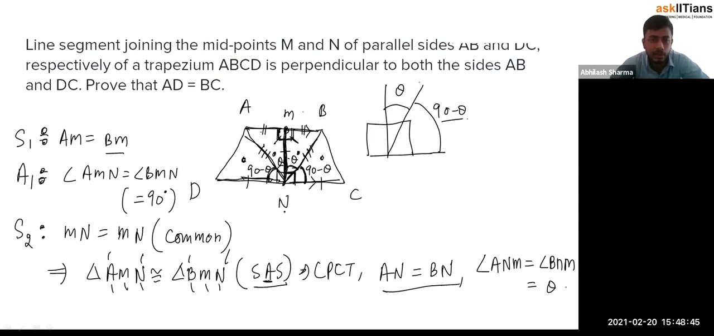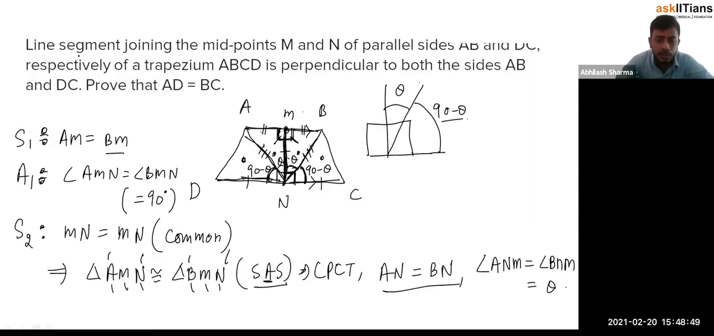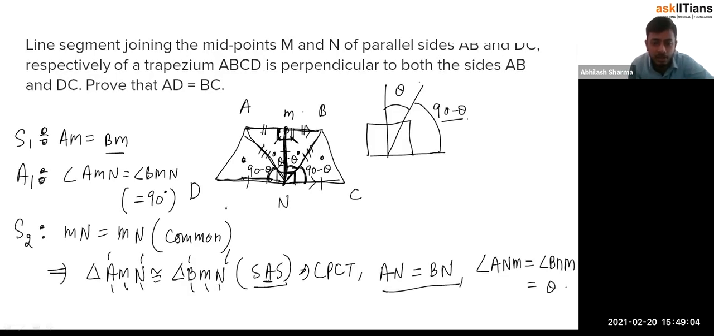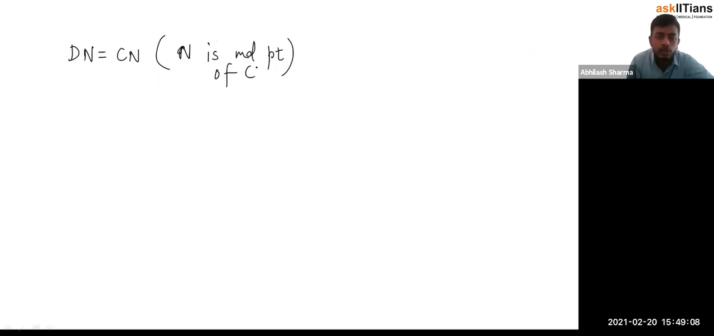So let us write this down, that DN equal to CN, you can say N is midpoint, right? It is given that N is midpoint. So obviously it will divide this DC in two equal parts, okay? Midpoint of CD, you can say. So this is first side that we are talking about.